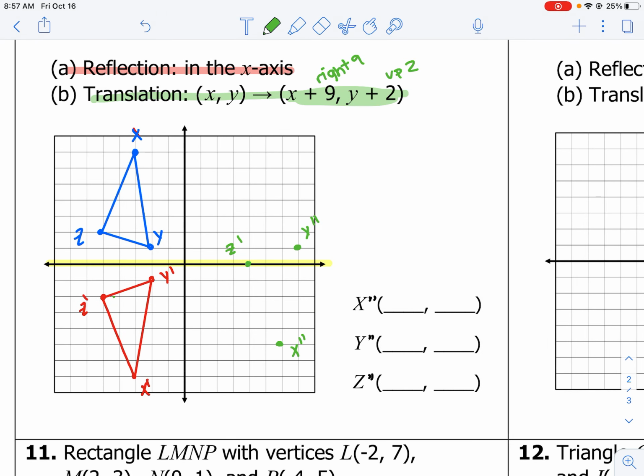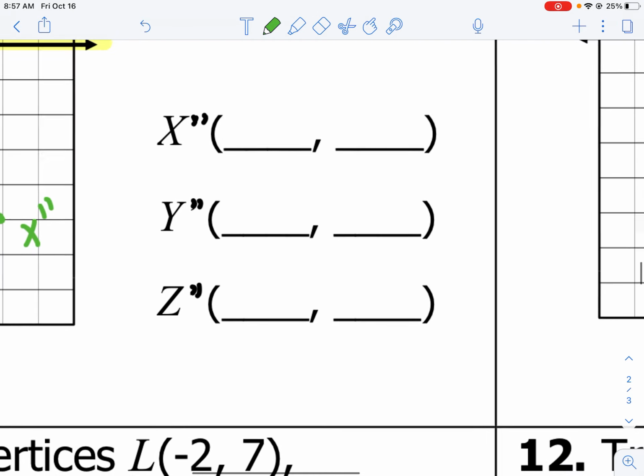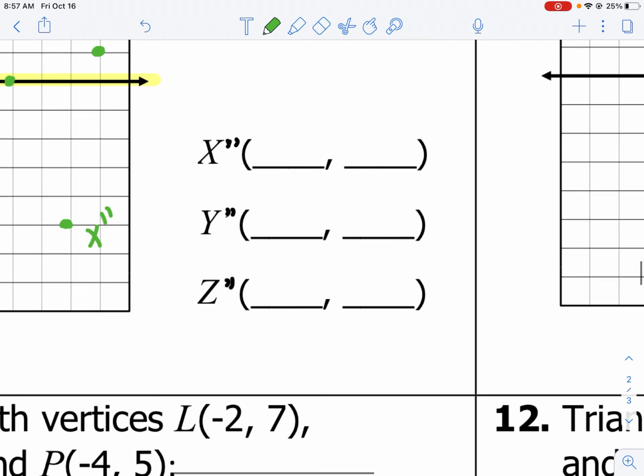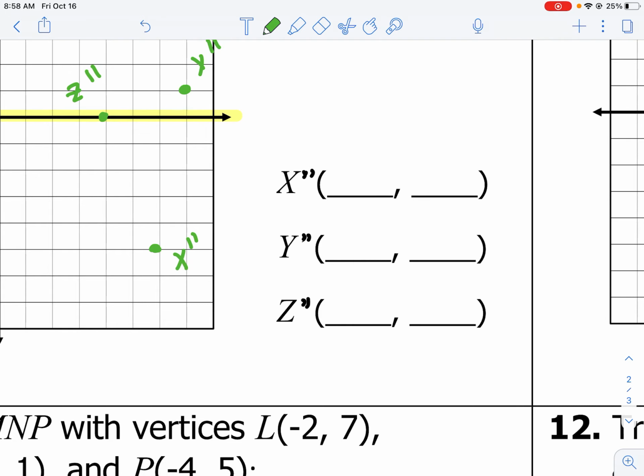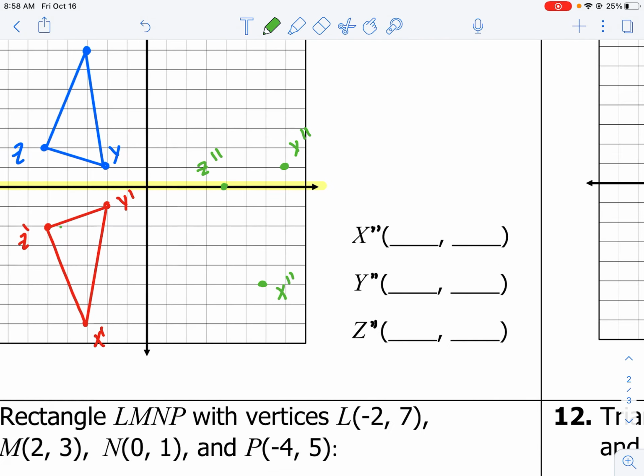If I perform 2 transformations, it's actually double prime. I know your answer says x prime, y prime, z prime. Go ahead and change those to 2 apostrophes so it's double prime. That way you know you had 2 transformations happen. All right, so our new coordinates are: for x double prime, we are at 6, -5. Y double prime is at 7, 1. And then z double prime is at 4, 0.